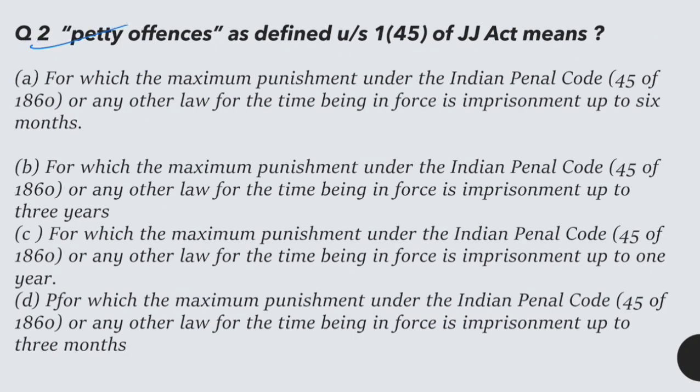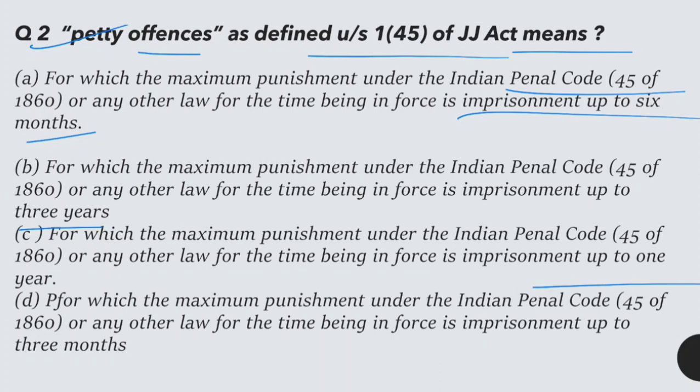Second question is, petty offences as defined under section 2(45) of the JJ Act means. A says any offence for which maximum punishment under IPC or any other law is up to 6 months. Second says up to 3 years, C says up to 1 year, and D 3 months. If you have read the provision properly, clause 45 of section 2 provides for up to 3 years, either in IPC or any other law.